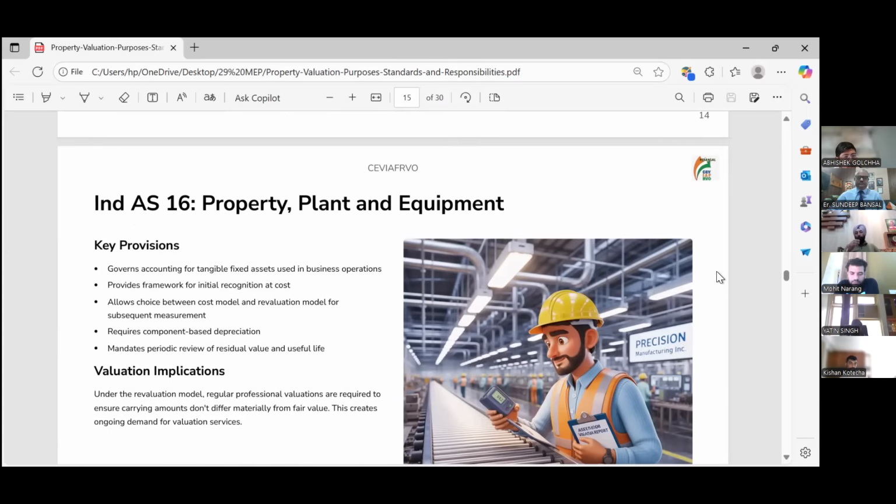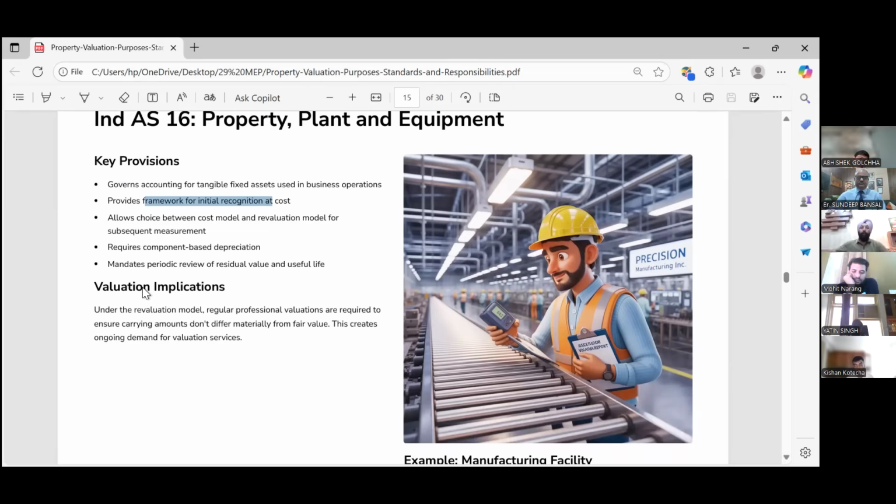We need not go into detail, but we must be conversant with the key provisions of this standard. It governs accounting for tangible fixed assets used in business operations. It provides a framework for initial recognition at cost. It allows a choice between the cost model and the revaluation model for subsequent measurement. It requires component-based depreciation, and it maintains periodic review of residual value and useful life. Those are the key provisions of Indian accounting standard 16, with which you must be conversant.